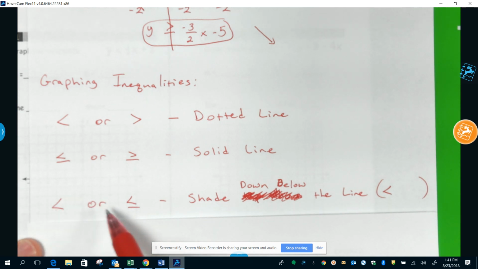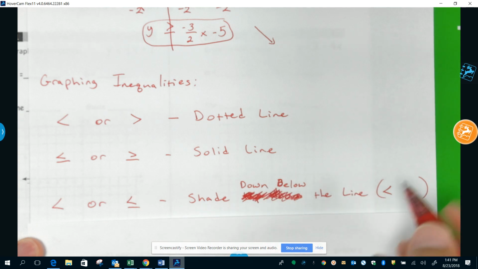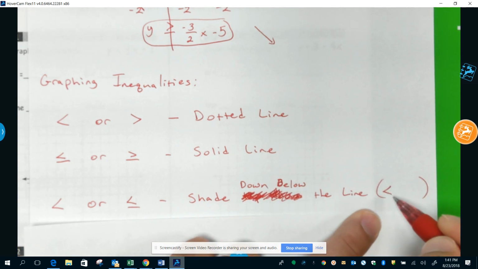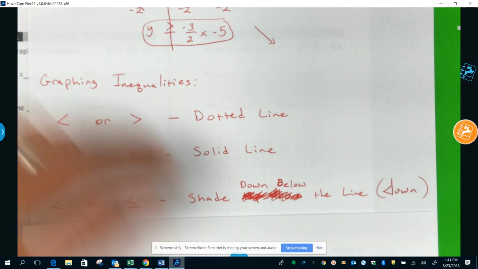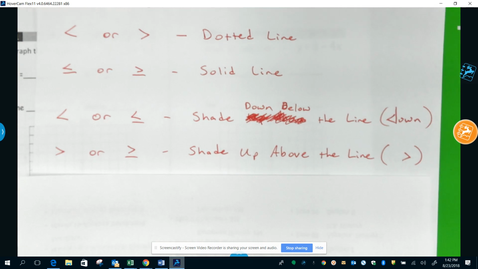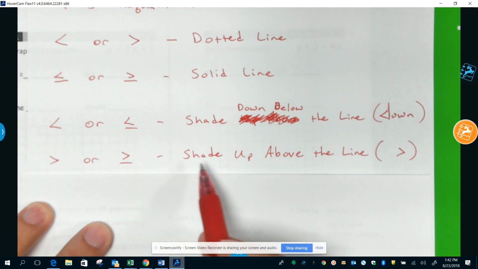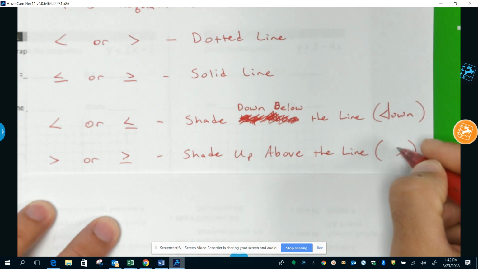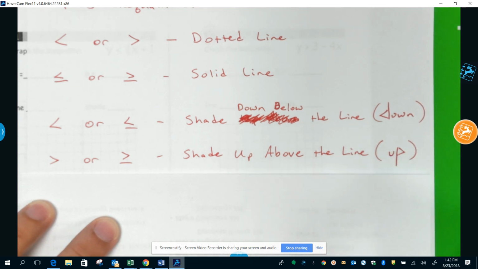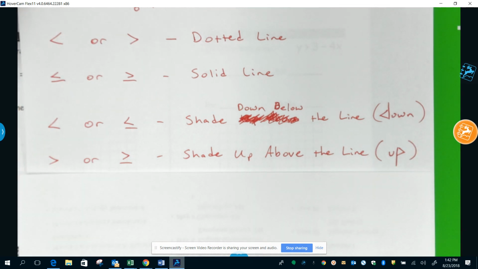If it's less than, or less than or equal to, so if it has less than, we are going to shade down below the line. And I remember this because this is the less than symbol. We're going to shade down. And last but not least, if you have a greater than symbol, or a greater than or equal to, we're going to shade up above the line. So if we have a greater than symbol, we are going to shade up. Greater than makes the word up above the line, less than makes the word down.